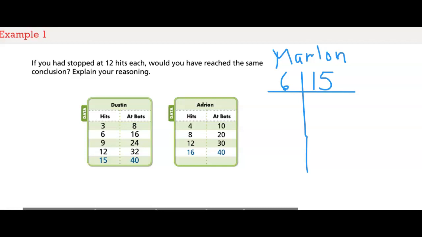I'm going to multiply by 2. So 6 times 2 is 12. 15 times 2 is 30. So thankfully we only had to move down one more to complete the table for Marlon until we reached one that matches. If you look here, that matches Adrian's hits to at-bats. So Marlon and Adrian actually have the same ratio of hits to at-bats. They're equivalent ratios, the 6 to 15 and Adrian's ratio.